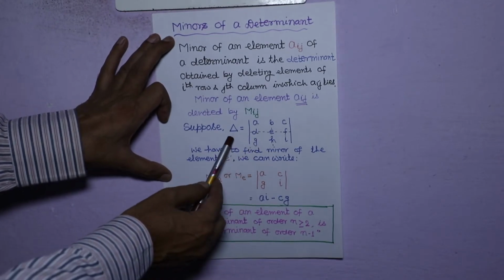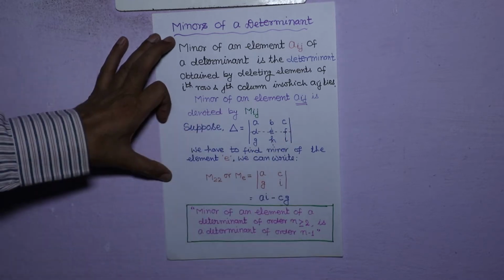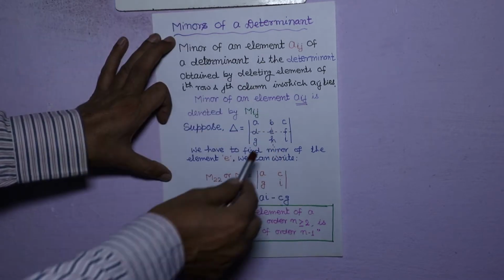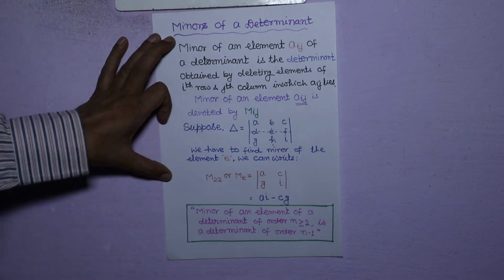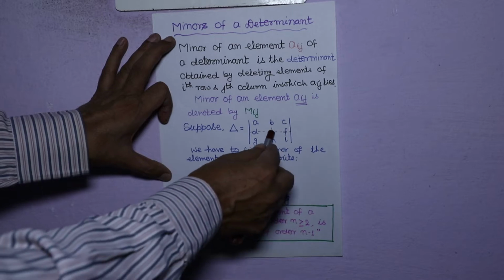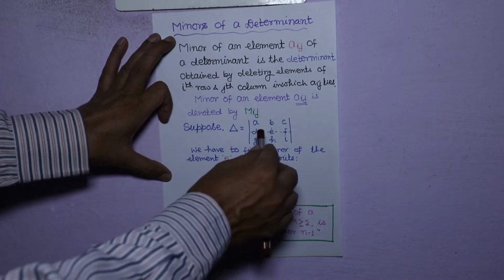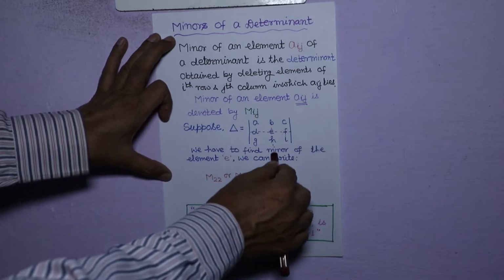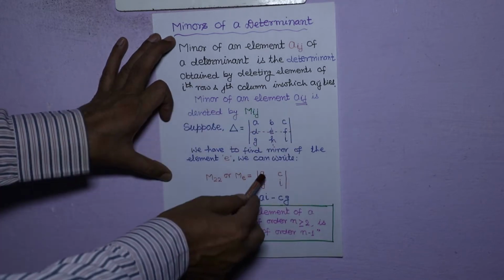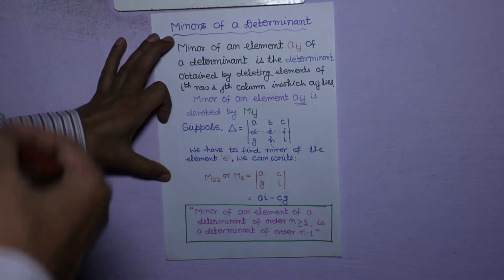For example, determinant is a, b, c, d, e, f, g, h, i. If we want to find minor of element e, it is lying in second row, second column. Minor of an element is denoted by mij. So e, second row, second column, so you can say m22 or Me. So deleting elements of second row and second column, we get a determinant a, c, g, i. So its value is ai minus c into g. So minor is the determinant.